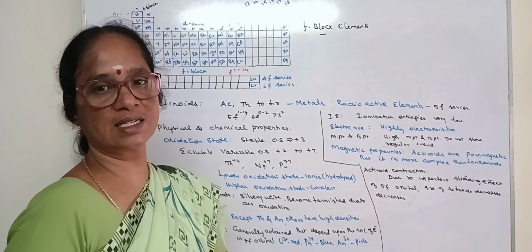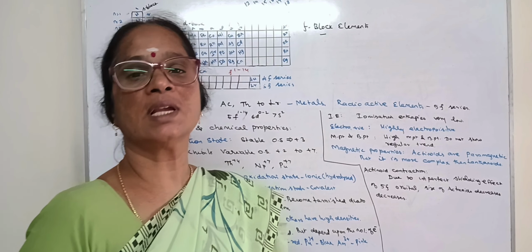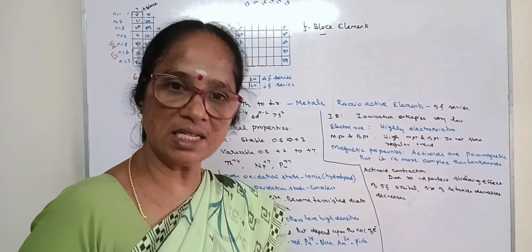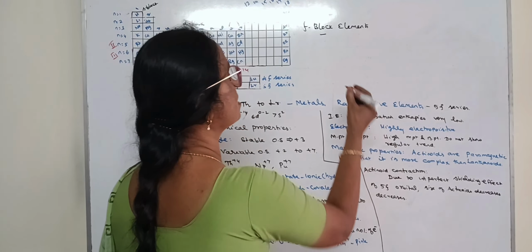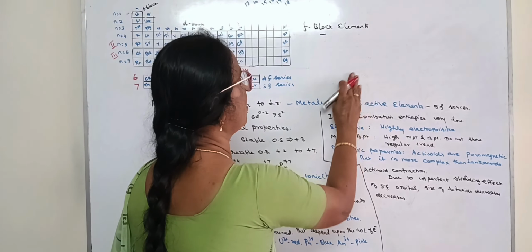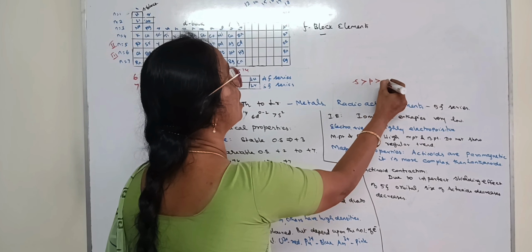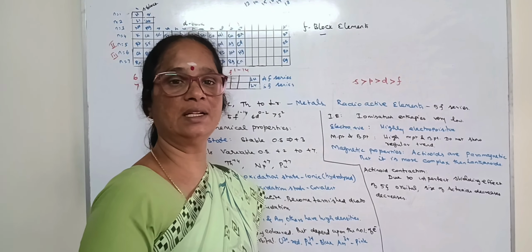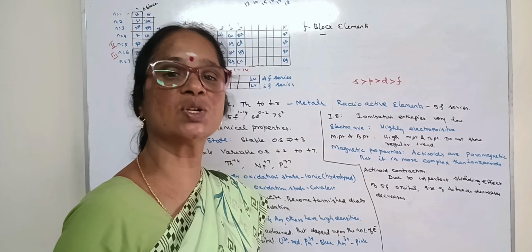Actinide contraction. Lanthanide contraction is because of the 4f orbital, whose shielding effect is very poor. Here the actinide contraction is because of the 5f orbital. We know the screening effects of orbitals: the f orbital has a very poor shielding effect. So we can write that the s orbital has a very high screening effect, then p orbital, then d orbital, then f orbital. But when the number of shells increases, that is, the principal quantum number increases, the imperfect shielding also increases.